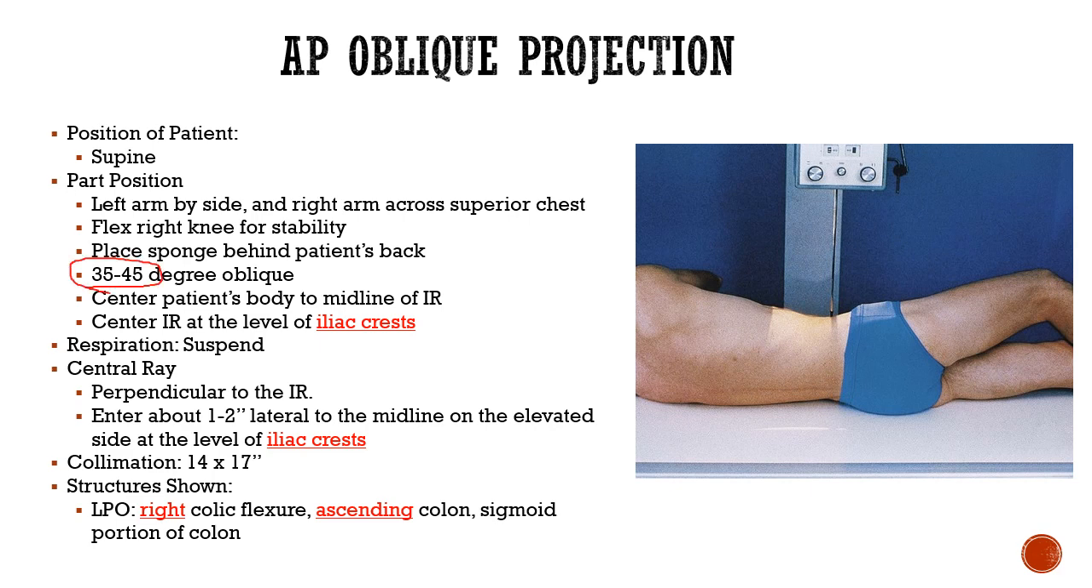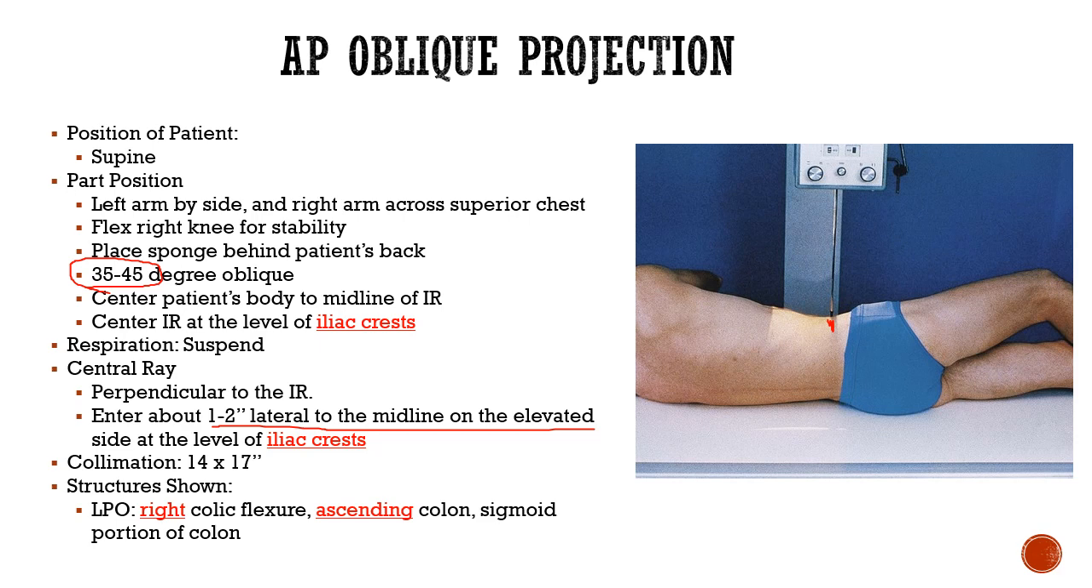We're going to center the patient's body to the midline of the image receptor, and we're going to center at the level of the iliac crest again. We're going to suspend respiration. We're going to have our central ray perpendicular to the image receptor. We're going to enter about 1 to 2 inches lateral to the midline on the elevated side at the level of the iliac crest. Our collimation is 14 by 17.